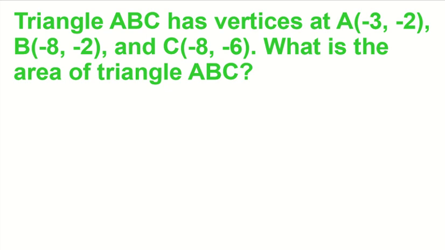Sydney, what'd you get? Nope. Gray, what'd you get? 10 is correct. How do you find area of a triangle? Base times height divided by 2. So we got to get a matching x, matching y. The x's that match are right there.